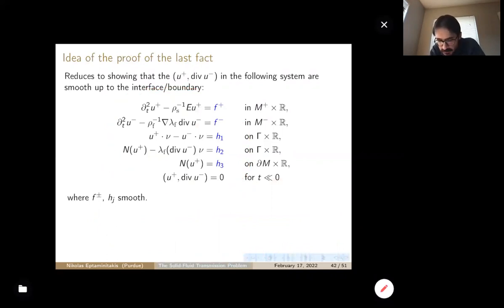I'm not going to go into detail on how this goes, but I would say that this is a type of problem that people have been studying. It's called transmission problems. There are some very difficult papers that deal with problems like that by Mark Williams from, I don't know, the 70s probably, or 80s.